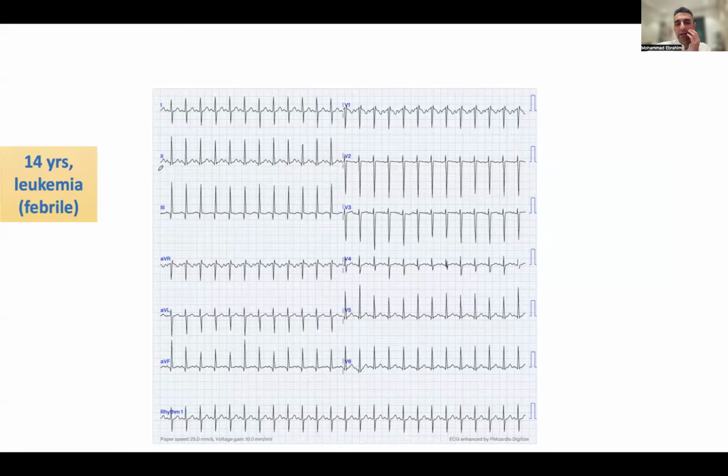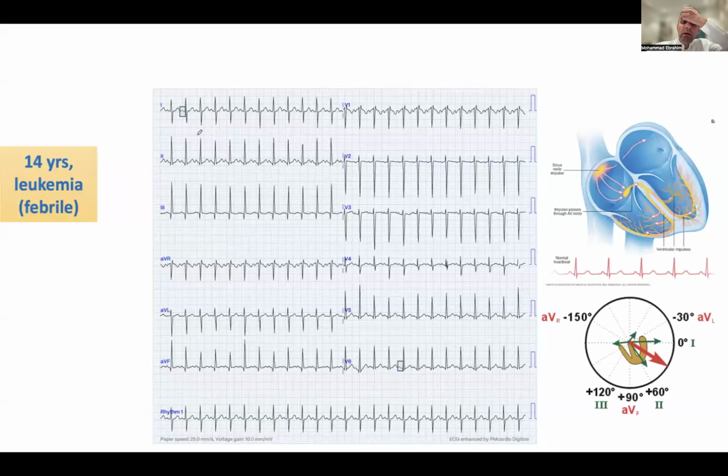So that's an example of another patient, 14 years old with leukemia, who was febrile, with a heart rate of again around 150, or 140 or so. Here in this case, it's a narrow complex tachycardia, but you can obviously see P waves that are upright in lead 1 and V6, for example, and upright in leads 2, 3, and AVF.